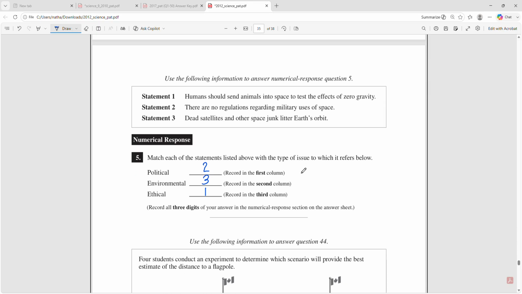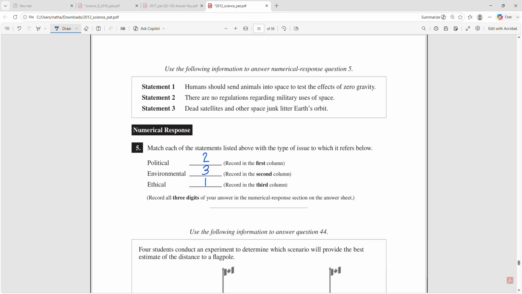Statement 1, 2, and 3. Humans should send animals into space to test the effects of zero gravity. Statement 2, there are no regulations regarding military uses of space. And 3, dead satellites and other space junk litter Earth's orbit. Match each of the statements above with the type of issue to which it refers.